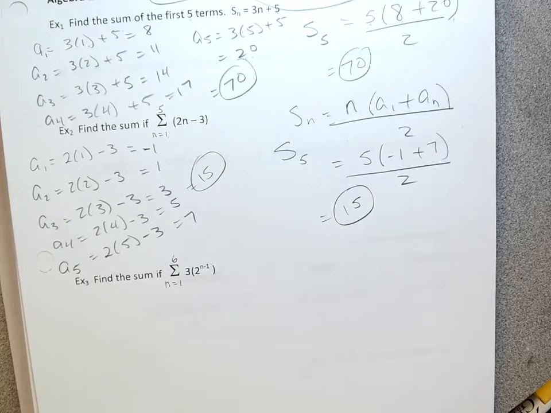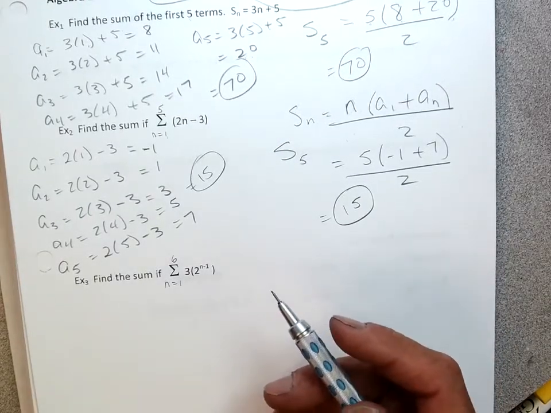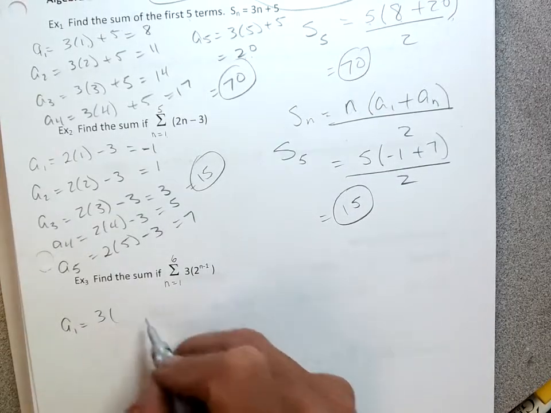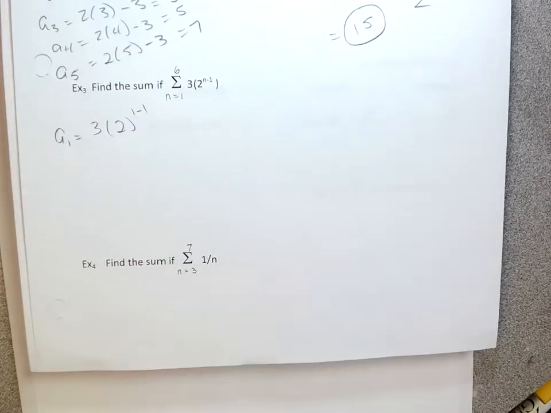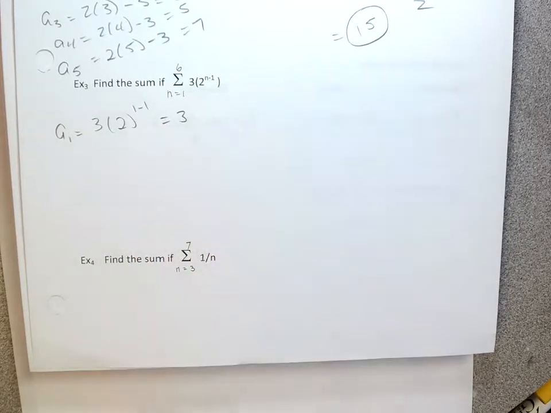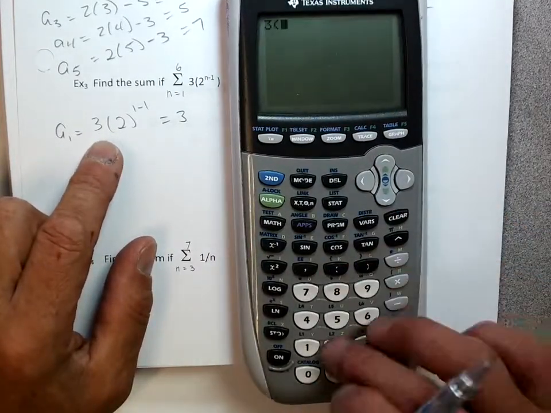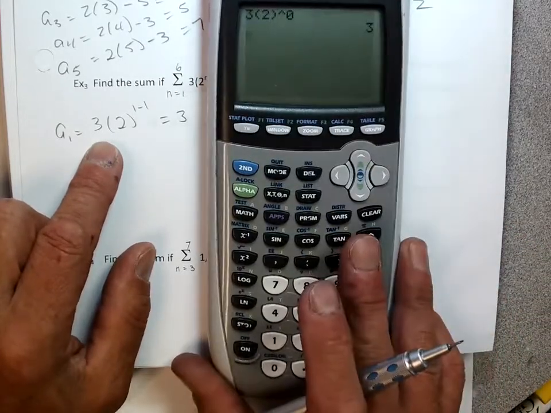Okay, number 3. It's the same thing, but this time we're going to make 6 terms. A1 is equal to 3 times 2 to the 1 minus 1 power. Anything to the 0 power is 1, so this just becomes 3. You can double check it on your calculator if you want to. What is 3 times 2 to the 0 power? And sure enough, you get 3, okay?